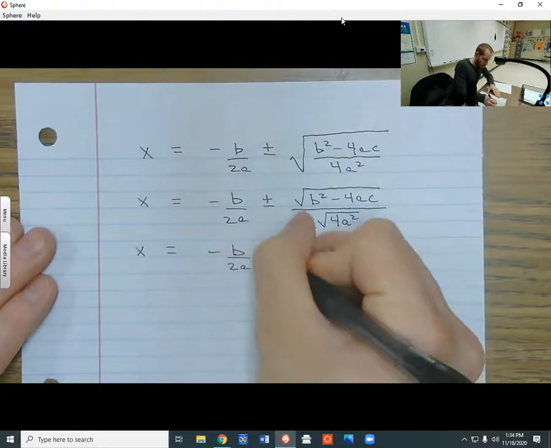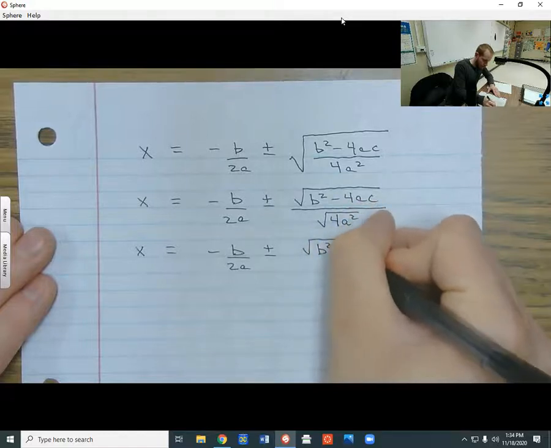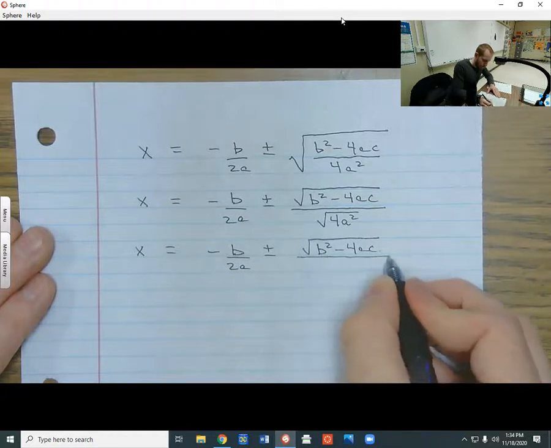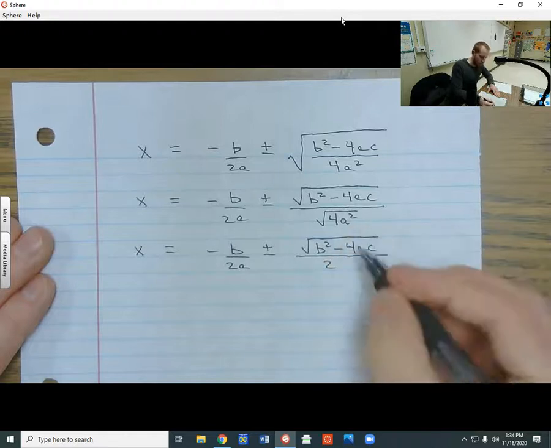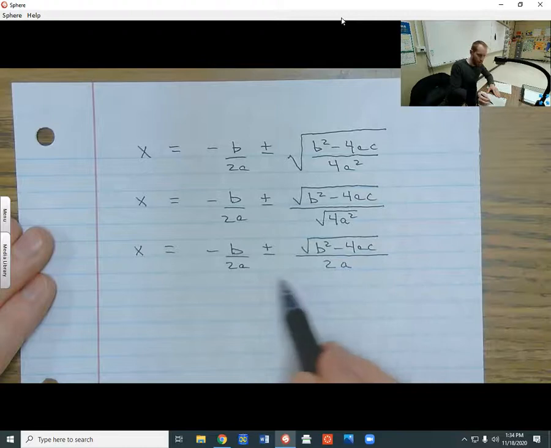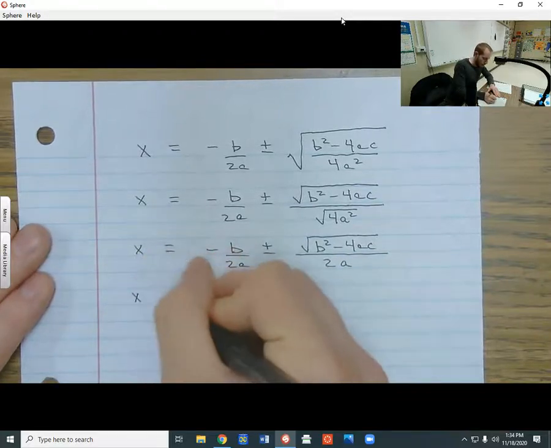But the top of this fraction is going to stay the same. B squared minus 4ac under the square root. And then what's the square root of 4? That's going to be 2. What's the square root of a squared? That's going to be a. So now, notice how I have a common denominator at the bottom. So I can actually write the whole thing as one fraction with a common denominator.